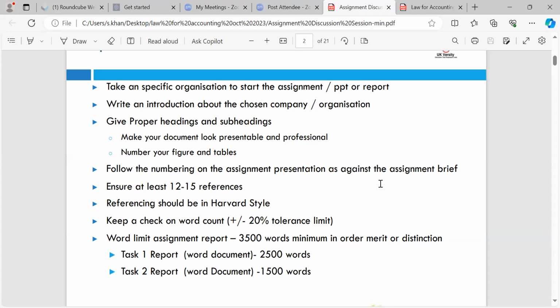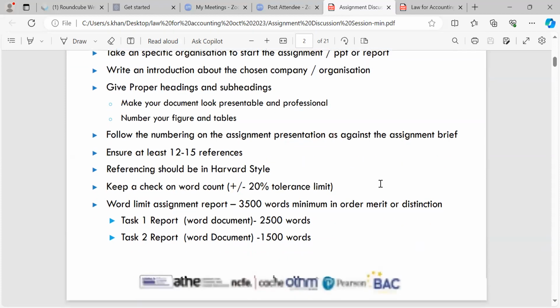Follow the numbering on the assignment presentation as against the assignment brief. Ensure at least 12 to 15 references. References should be Harvard referencing. Do you all know what Harvard referencing is? No, I don't know. No, sorry. Oh, have you not ever used Harvard referencing? So Harvard referencing, they have a link on Moodle that you could use.